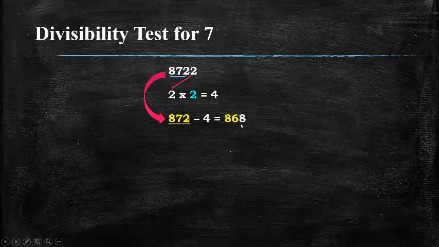Again I'm going to repeat the step. I'm going to take 8 and multiply it by 2. So 2 is the constant multiplication value for all the unit digits of the results. So 8 into 2 gives me 16. In this intermediate step we have 86 as the remaining digits. So this 16 will be subtracted from 86, and that gives me a value 70.